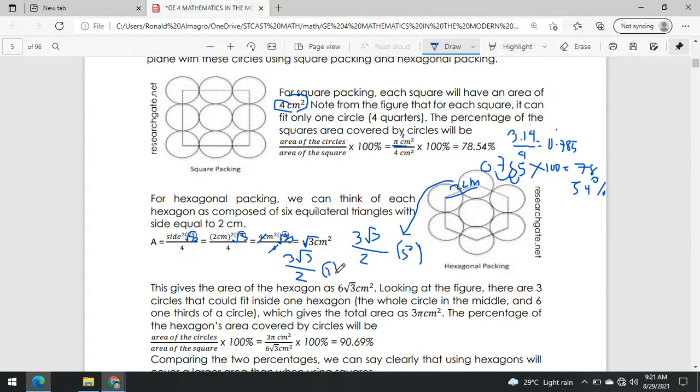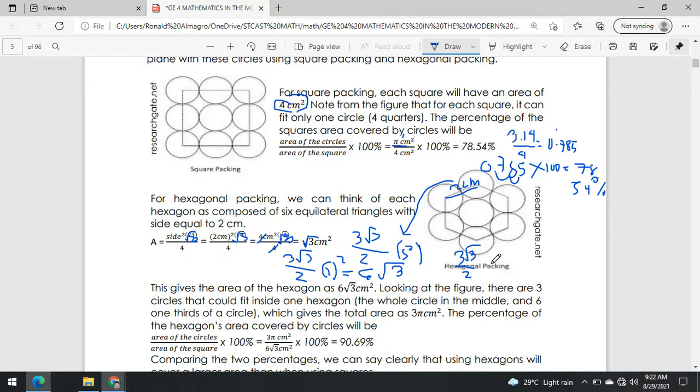Okay, 2 to the power of 2. So if you can solve that, the answer is 6 square root of 3. Okay, so that would be the answer. So why 6 square root of 3, sir? Okay, so when you multiply a fraction to a whole number, you need to write the given, 3 square root of 3 over 2.